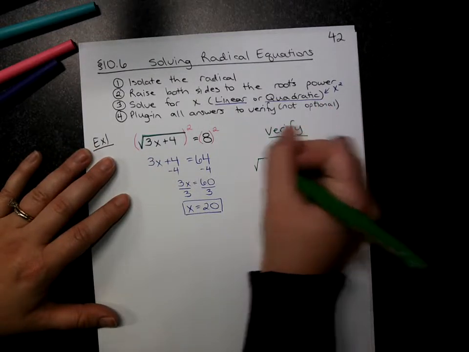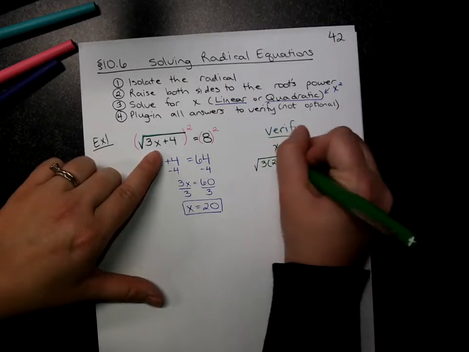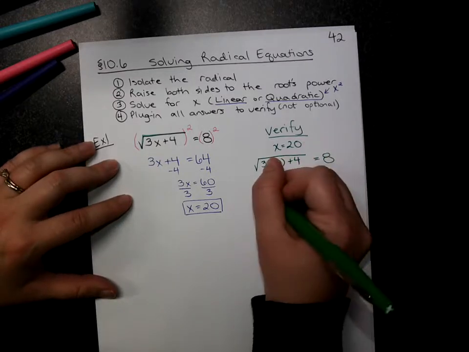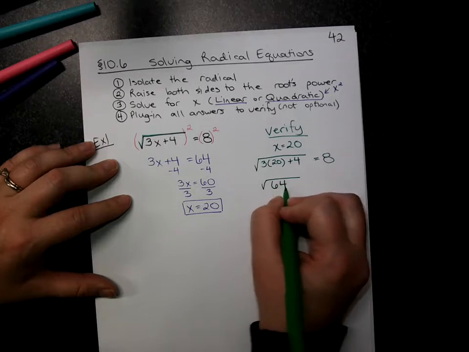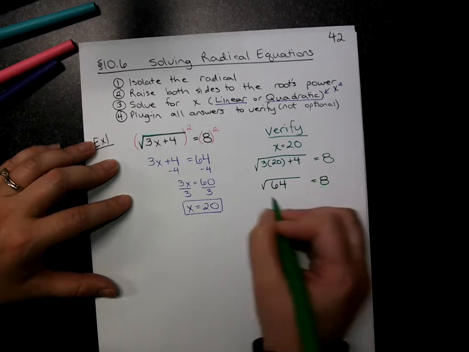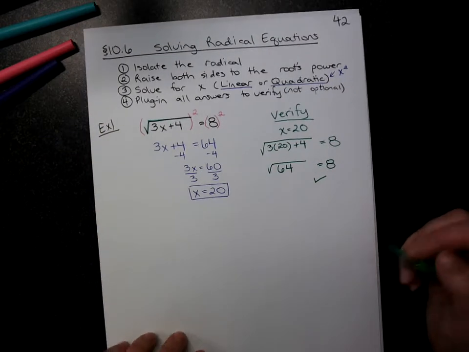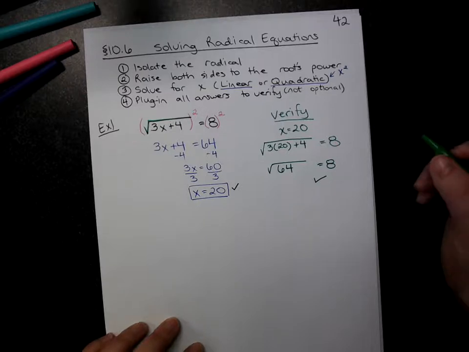So I have the square root of 3, I'm going to replace x with 20, plus 4, and I need to see if that equals 8. 3 times 20 is 60, 60 plus 4 is 64, and the square root of 64 is 8. You just have to make sure that that is a valid answer. If it doesn't work, then it's not a solution.